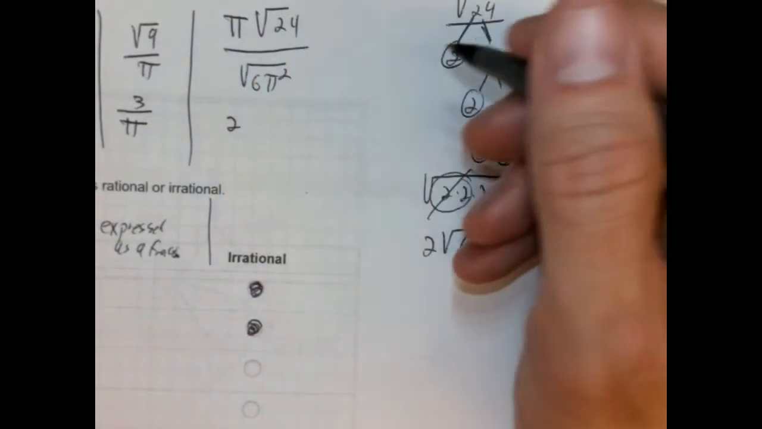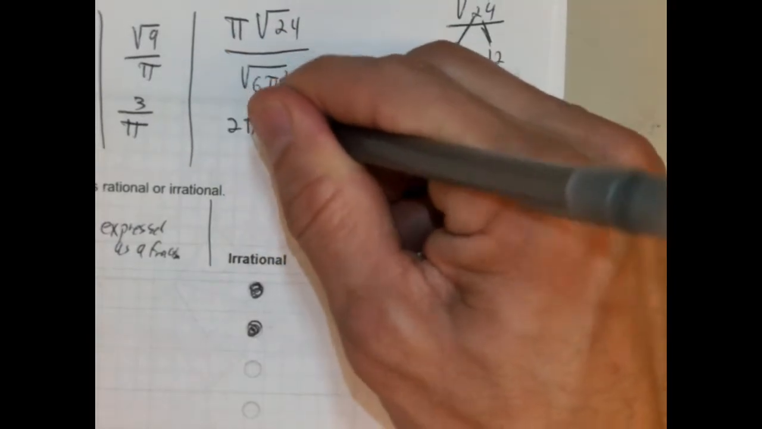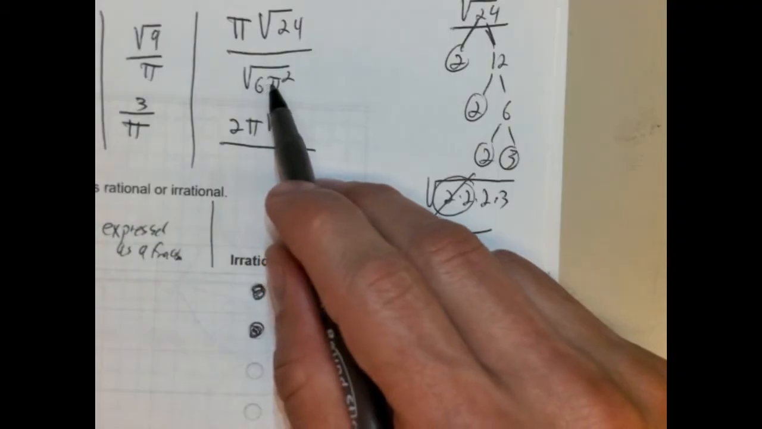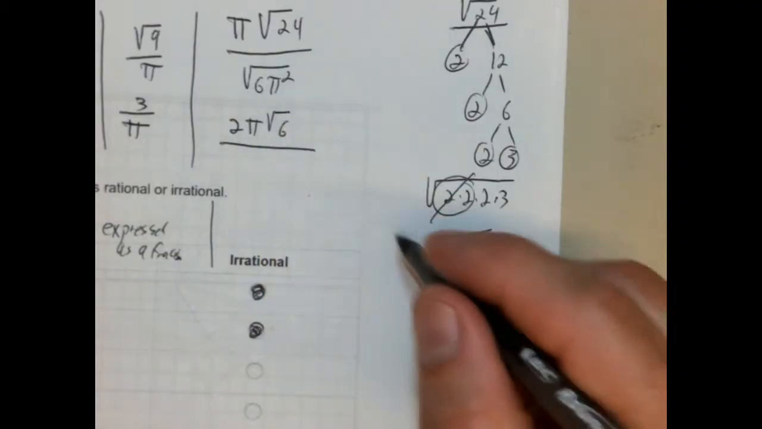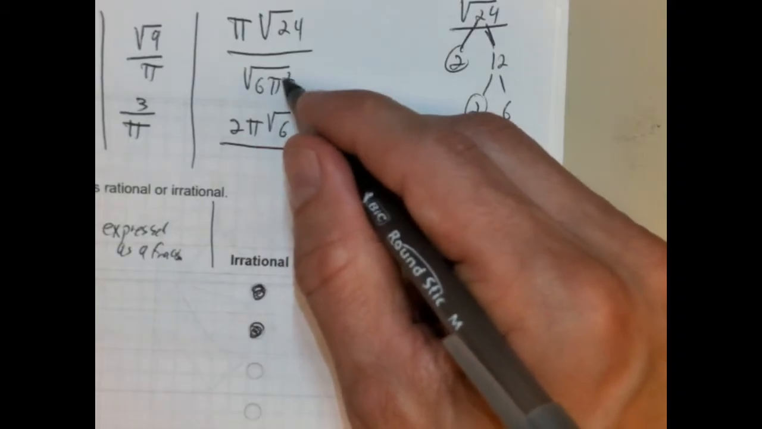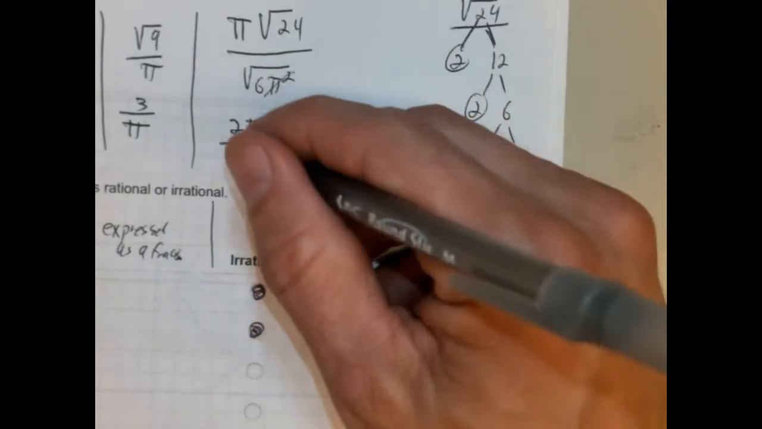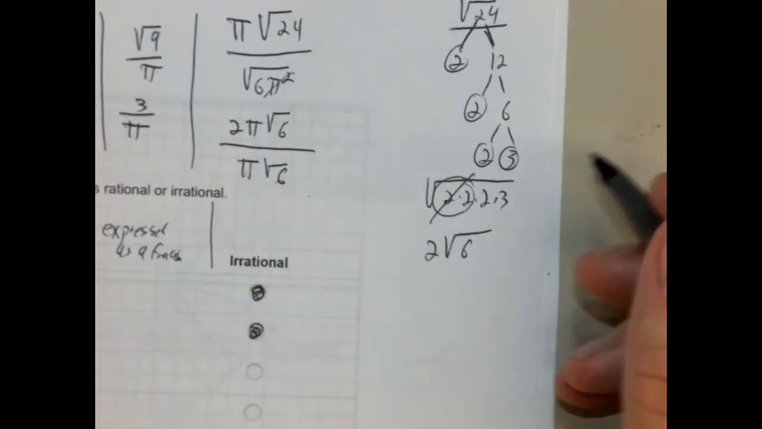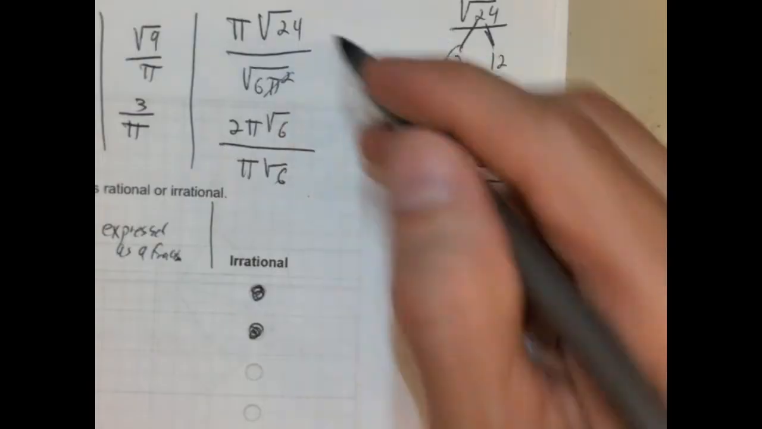So 2, and we still have that pi. So 2 pi radical 6. And we still have this right here. We have 6 square root of 2 inside. So we know pi times pi is pi squared. You can simplify this. You can cross this out and bring a pi on the outside, and still leave the radical 6 there. Okay? Hopefully you're still with me, because this one's kind of tricky.